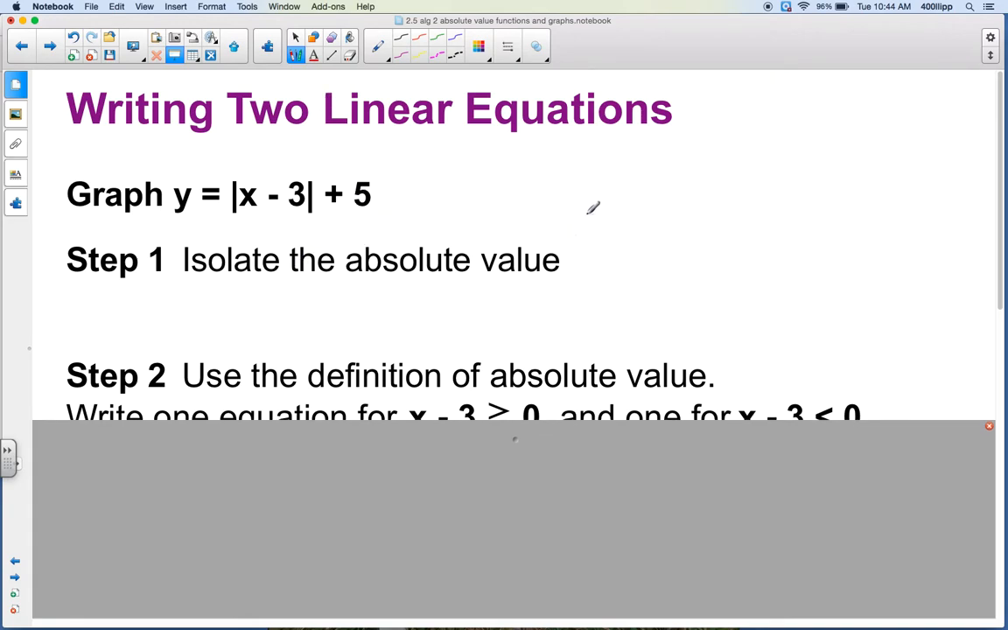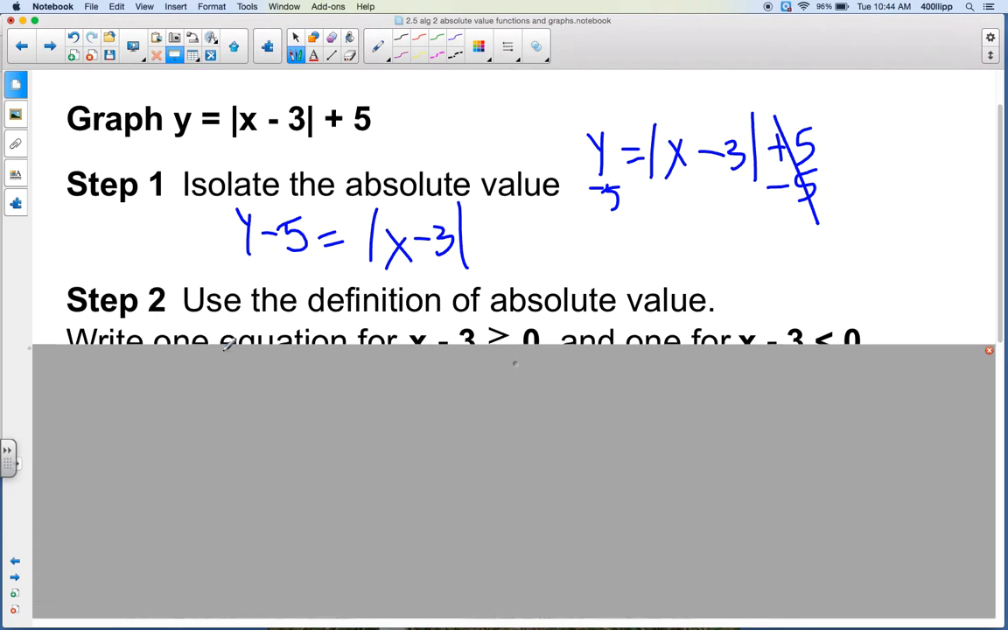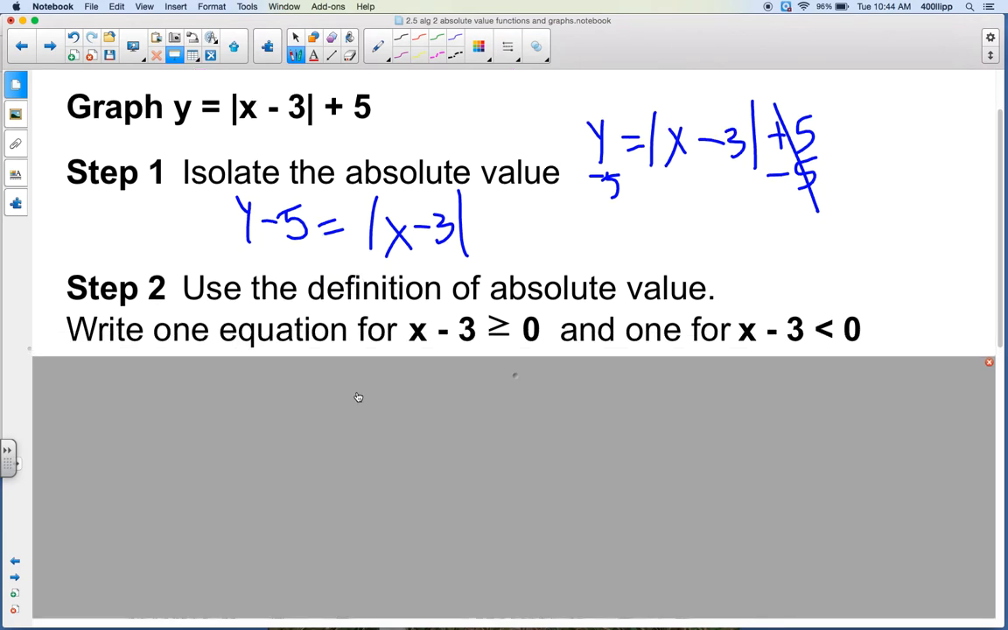We're going to isolate it by taking the equation and bringing that 5 over. So I'm going to subtract 5 from both sides here, and I'm going to get y minus 5 is equal to the absolute value of x minus 3. All right, so now we're going to use the definition of absolute value, meaning we're going to write one that's going to be positive and one that's going to be negative.